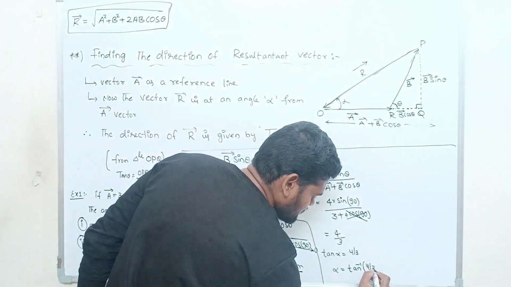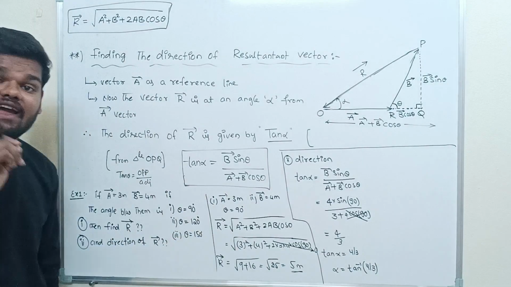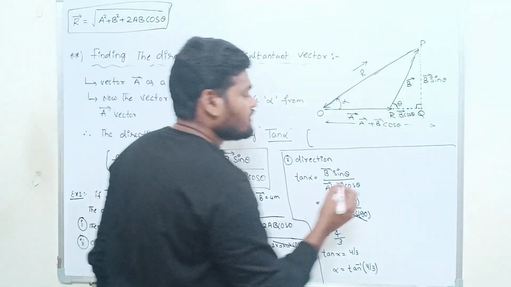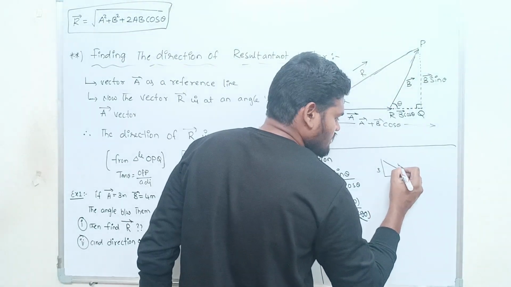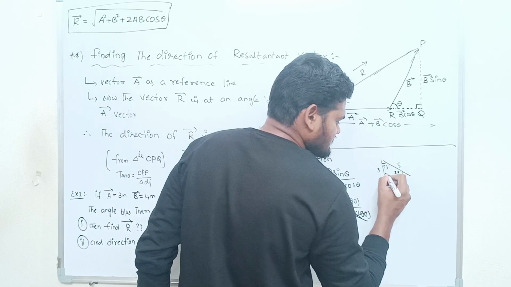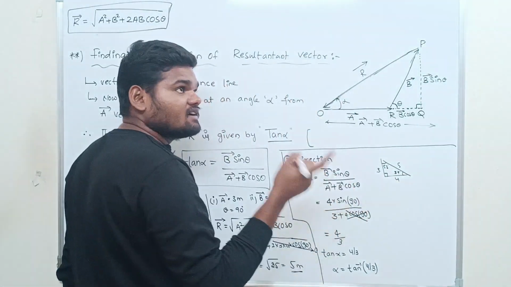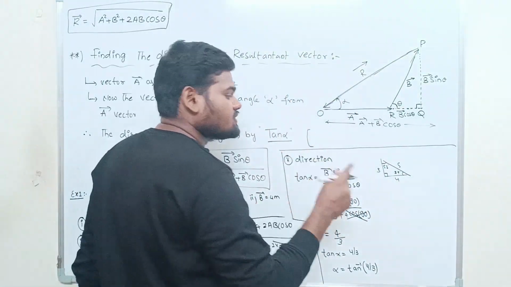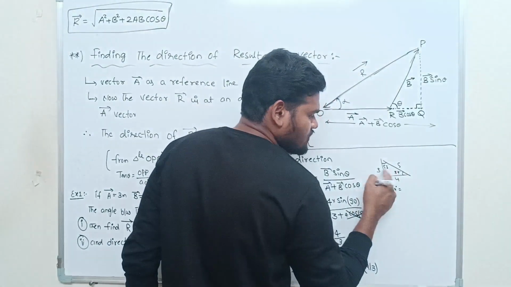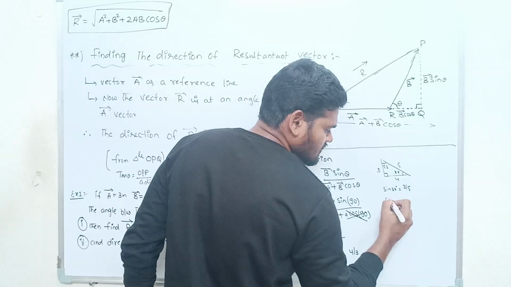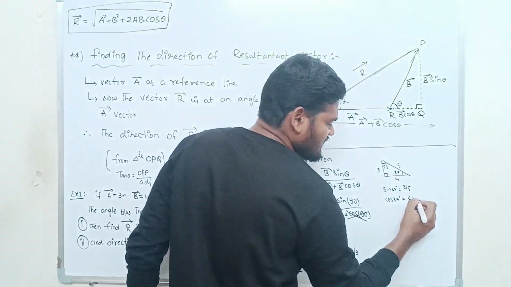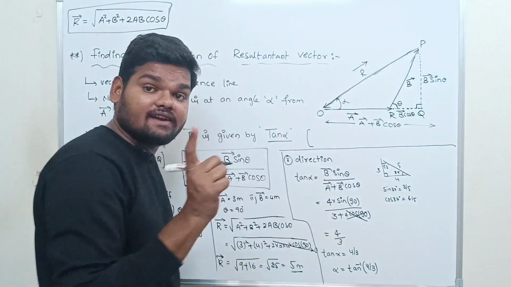So what is the value of tan inverse of 4 by 3? In a 3-4-5 triangle, I told you that. This is 3-4-5. This is 37, and this is 53, and this is 90 degrees. I told you in the trigonometric formulas concept. So from this, sin 37 is equal to how much? Opposite side by hypotenuse. Cos 37 is equal to how much? 4 by 5. Adjacent side by hypotenuse. Already we have discussed.